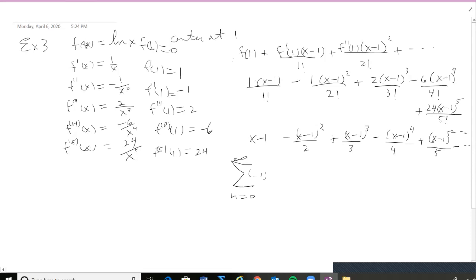Put it in closed form like so. We've got minus 1 to the n, it's alternating, times x minus 1 to the n, and it looks like we just have an n underneath. So there's our series.